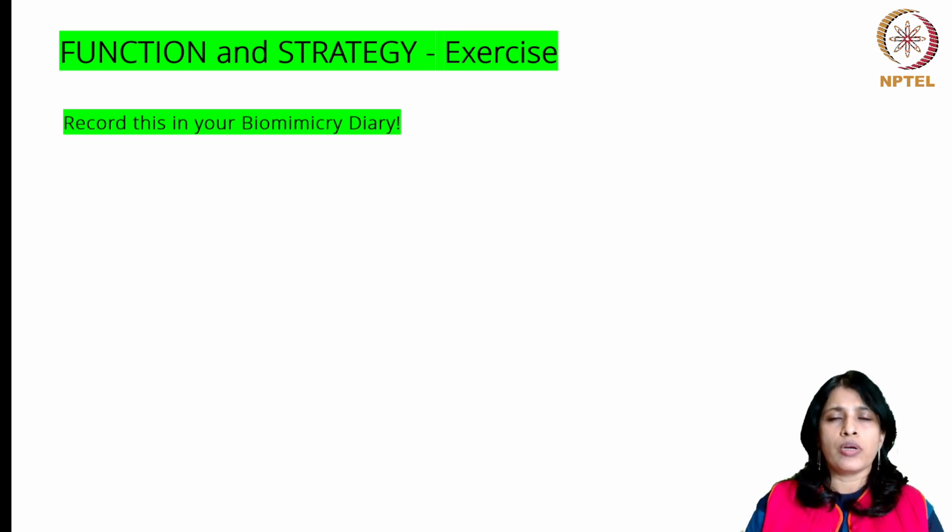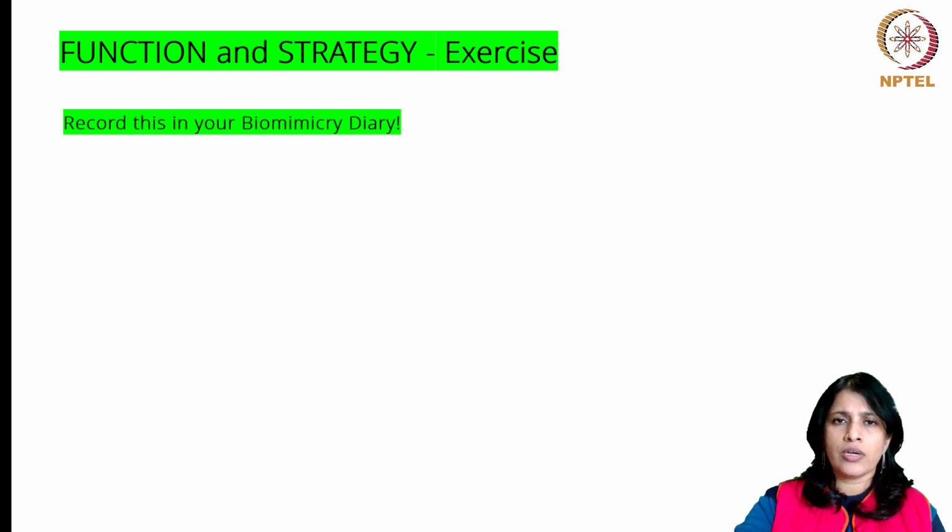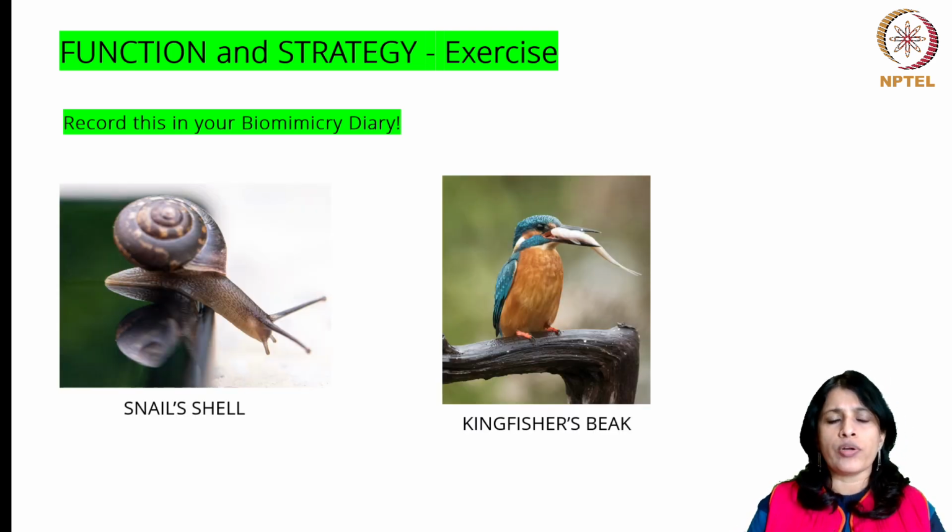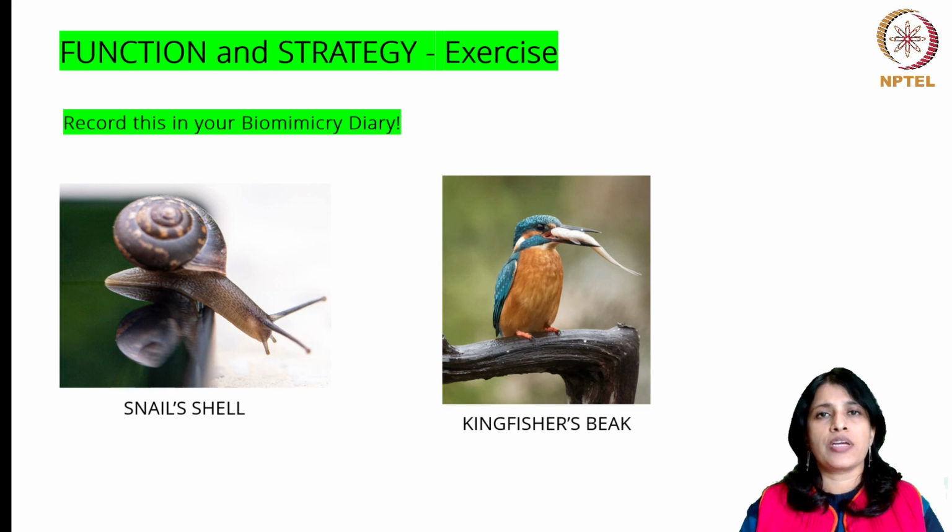Every week we urge you to record something or the other in your diary as you learn and practice biomimicry. This week, look at the function and strategy of these two organisms, snail and kingfisher. Look at the function of the kingfisher's beak and the snail's shell. Remember, they could have more than one function, and there could be multiple strategies that they use to accomplish those functions. Go ahead, look them up, and find out how function and strategy work in each of these cases. This will be really useful for you as you start practicing biomimicry.